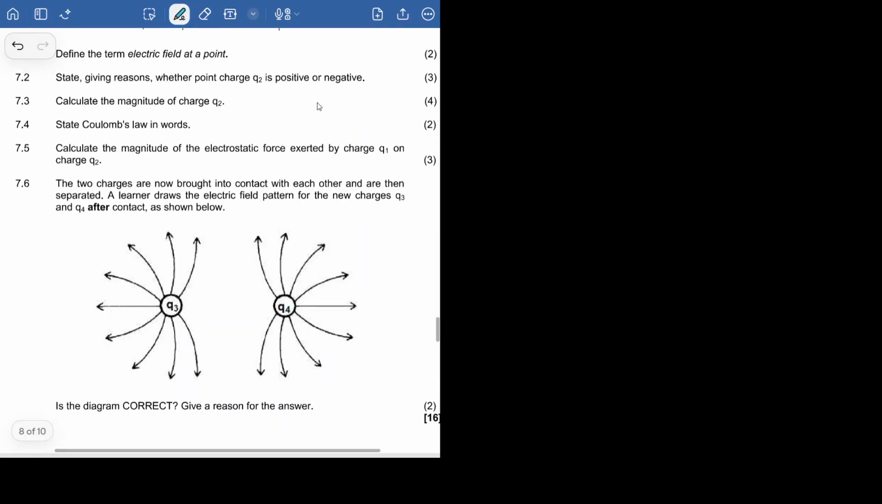Okay. I'm curious with your answer in 7.3. What is your final answer? 7.3. I didn't put a unit, but it's minus 2,700 coulomb. Is it? Okay. No. I'll have to do this one for you.